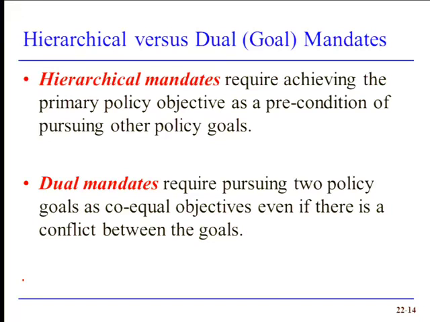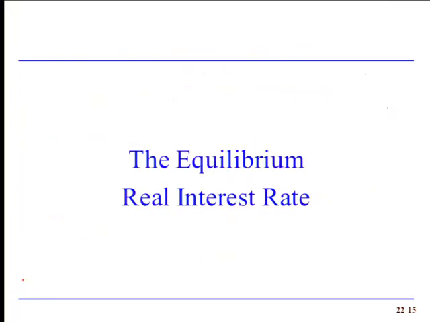Now, there has been a movement in Congress recently to change that, but it has not really made any progress. The movement to change that is to get rid of the maximum sustainable employment. And let's just focus on price stability or inflation targeting. So we want to look at what the implications are if we think only about inflation targeting.